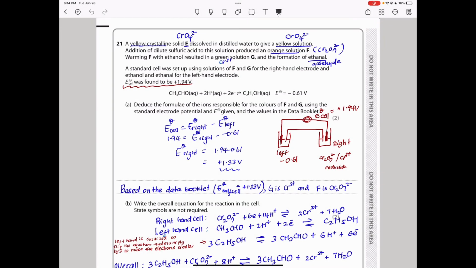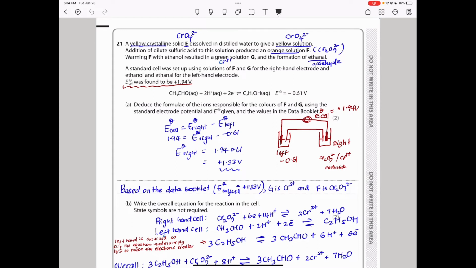Question 21. A yellow crystalline solid E dissolved in distilled water to give a yellow solution. Addition of dilute sulfuric acid to the solution produced an orange solution. So this is a giveaway. If you have a yellow turning orange when an acid is added, it should tell you that the yellow is chromate(VI) and the orange is going to be dichromate(VI).